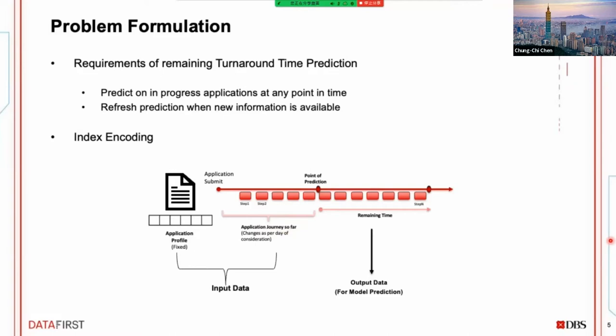Suppose this application has n number of steps along the timeline. So over here we have step 1, step 2, step 3, all the way to step n. The prediction can be made at any point in between the steps. Assuming that the point of prediction is over here, so the application profile and the first 5 steps over here will be the input data for the model to predict the remaining turnaround time over here. So whenever there's new information from the journey itself, the point of prediction will shift to the right. So there's more input data on the left, and this data will be used to predict the remaining turnaround time.